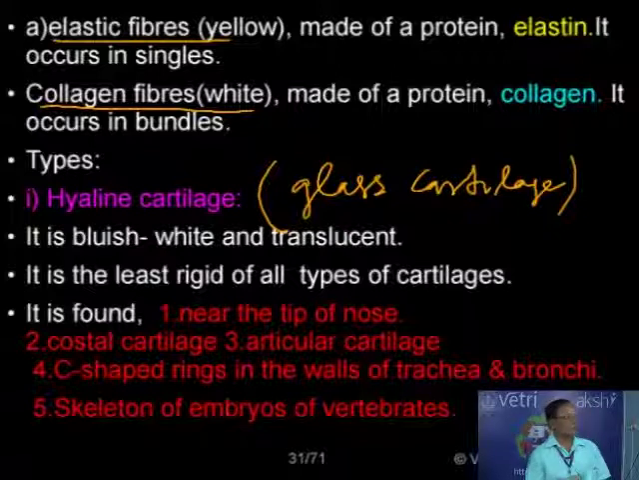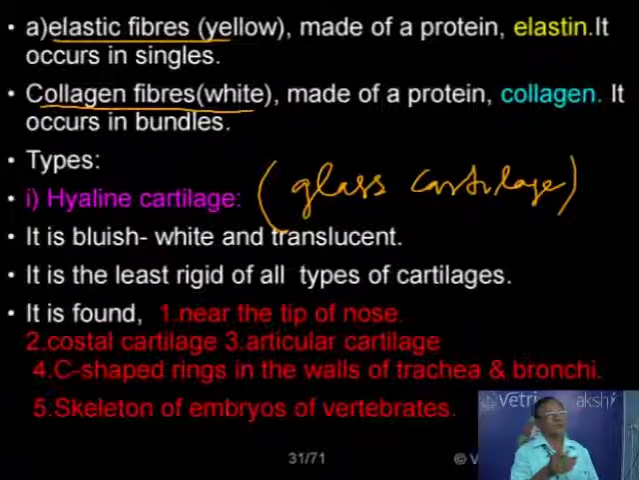When compared to, for example, the elastic cartilage and also the fibrous cartilage, it is the least rigid of all the three types of cartilages. The question is, where are they formed? So we have this type of cartilage at the end of the nose. The tip of the nose is formed of what is called hyaline cartilage. And also at the articular surface, where two bones are meeting together, there is a place of articulation and movement.